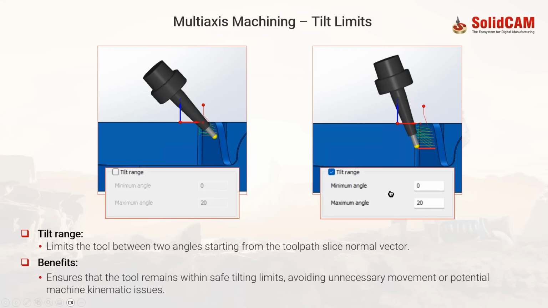Multi-axis machining, define the tilt limits, no limits here, define the limits. It's very nice, ensures that the tool remains within the safe tilting limits, and we can avoid unnecessary movements or potential machine kinematic issues.